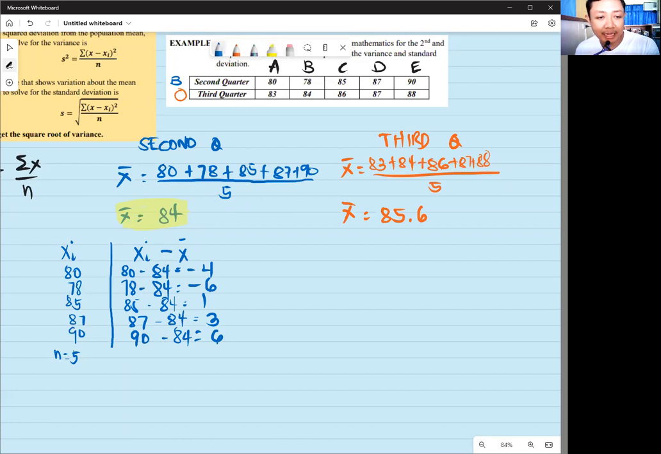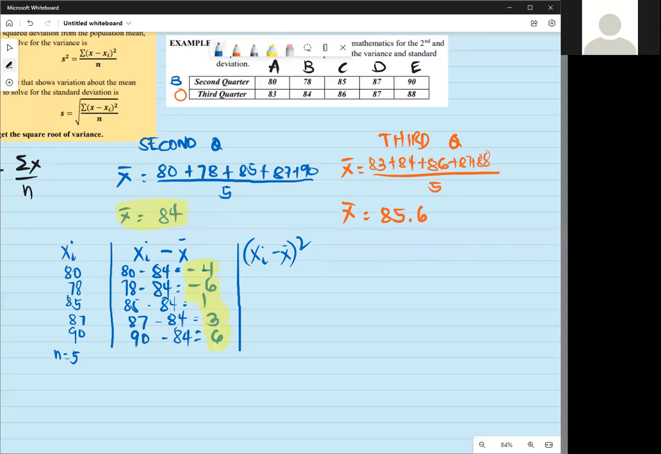Now, after that, all we need to do is square the result of our second column. So we have here the data minus our mean, and we just need to square it. Therefore, we just have to square these values. So we have here -4 squared, -6 squared, 1 squared, 3 squared, 6 squared. Send me the 5 values in the chat box. Go. What is 4 squared?